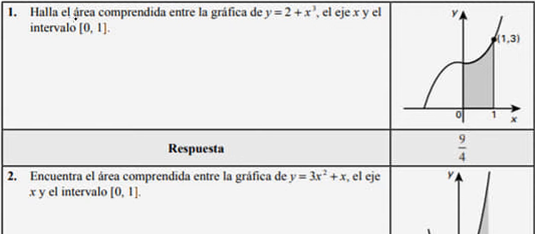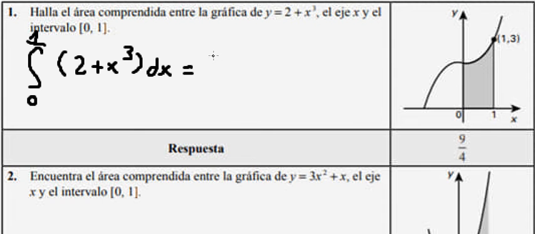Question number 1. We need to find the area of this curve in here between 0 and 1. Here is about this one. And the answer should be the integral from 0 to 1, and you get 2 plus s to the power of 3 ds.